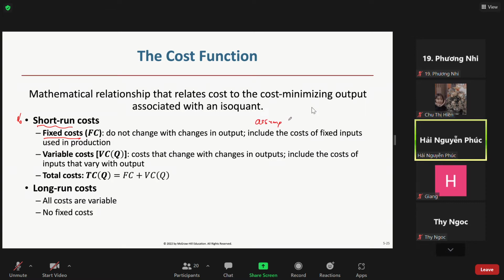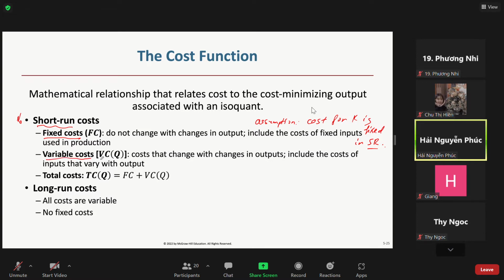Often, we make the assumption that the cost of capital is fixed in the short run. The second type of short run cost is the variable cost.